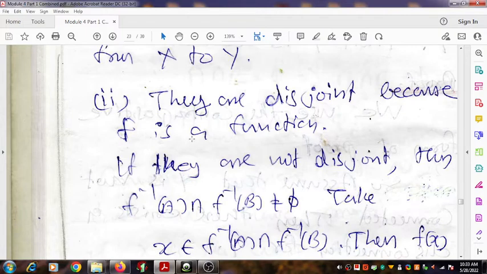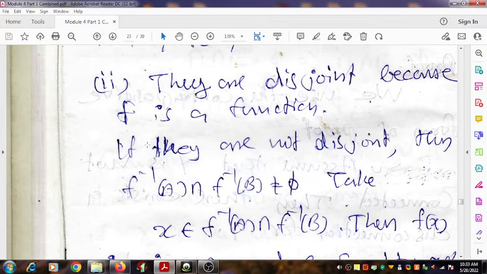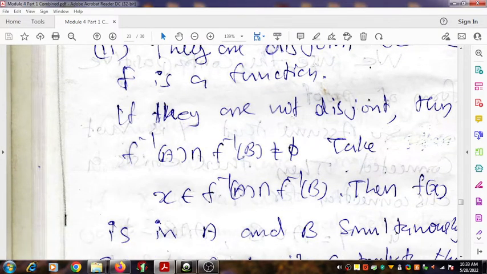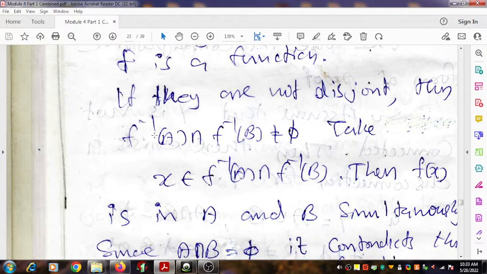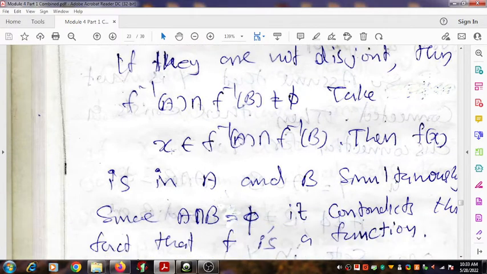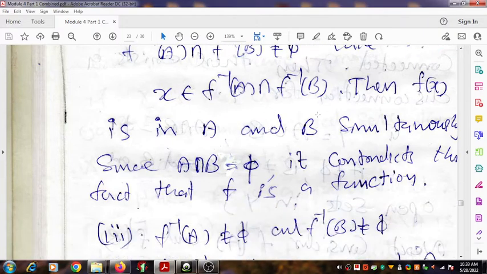It's because F is a function. We know that F is a function. So if they are not disjoint, then you can write F inverse of A intersection F inverse of B is non-empty, and you can take an element from that non-empty set. Let X be an element of F inverse of A intersection F inverse of B. Then think about F of X.